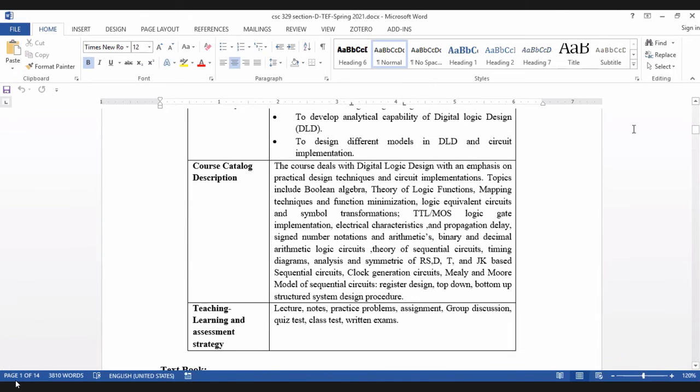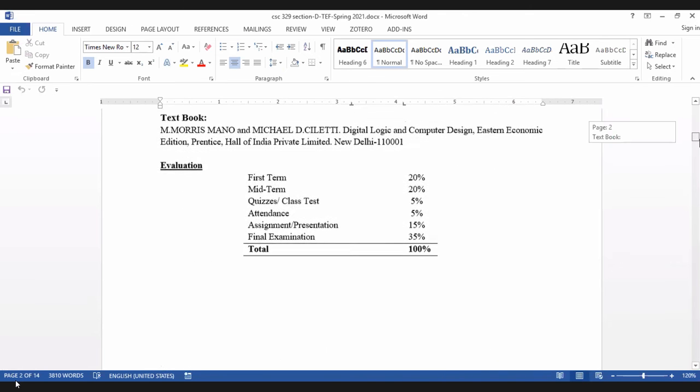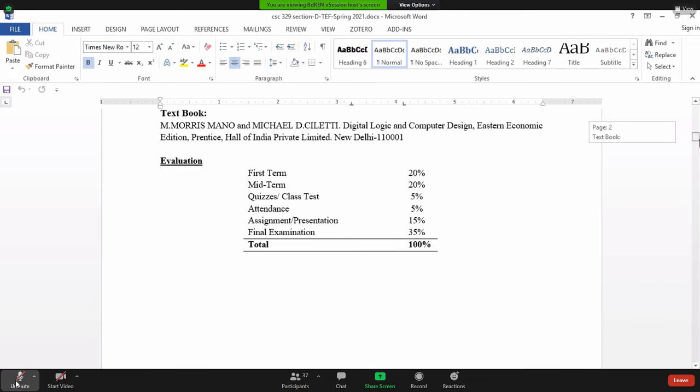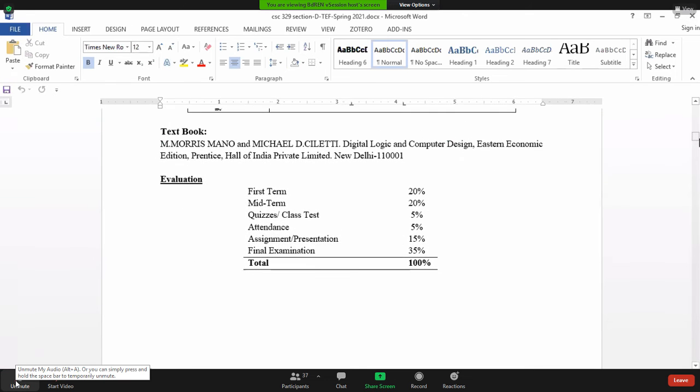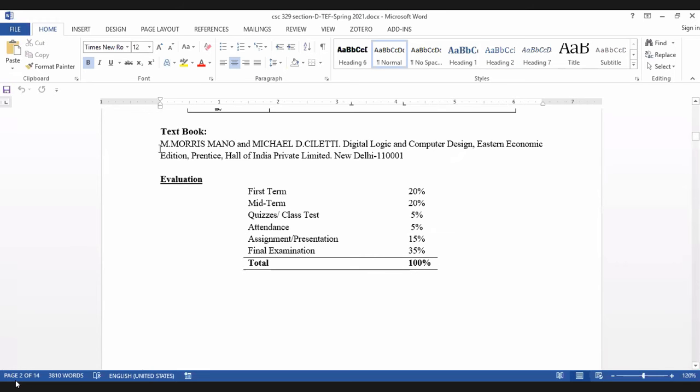When I supply this course outline, all of you will read the course details. Our textbook's name, everyone write the textbook's name. Our main textbook is by M. Morris Mano and Michael D. Ciletti. The book name is Digital Logic and Computer Design.